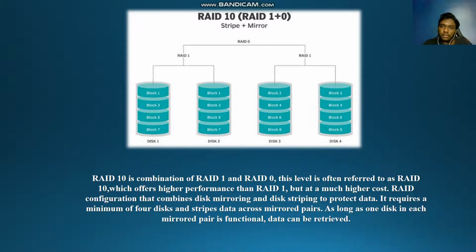Finally, RAID 10. Stripe plus mirror. RAID 10 is a combination of RAID 1 and RAID 0. This level is often referred to as RAID 1+0, which offers higher performance than RAID 1, but at a much higher cost. It is a RAID configuration that combines mirroring and striping to protect data. It requires a minimum of 4 disks and stripes data across mirror pairs. As long as one disk in each mirror pair is functional, data can be retrieved.